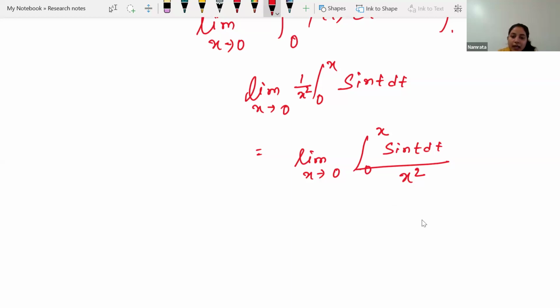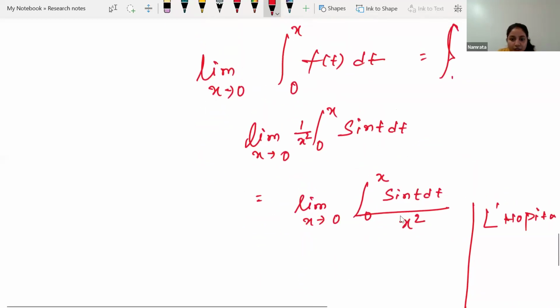Here we can apply L'Hopital's rule, which says that whenever we have such a limit where the denominator is 0, and I believe the numerator will also come out as 0, so we have 0 by 0 form. So we need to apply L'Hopital, which says that for such a limit, we have to take the derivative of the numerator and the derivative of the denominator.